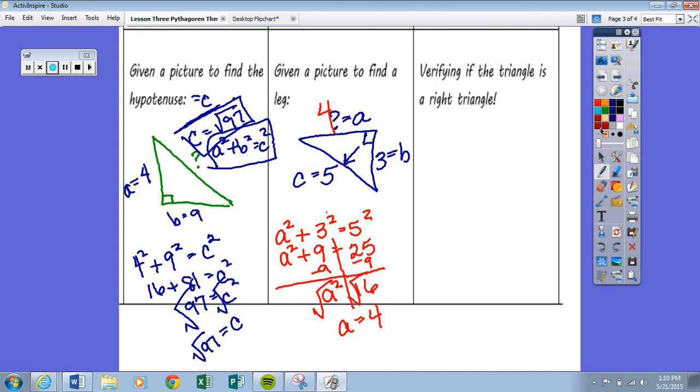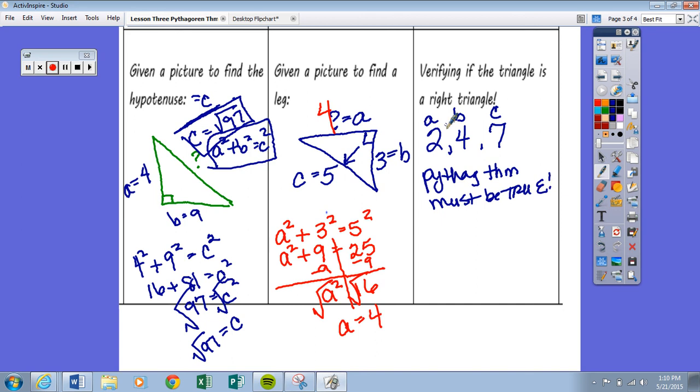Okay, the next one is verifying if the triangle is a right triangle. So in something like this, you may be given a list of numbers, okay? And they're going to say, do these 3 sides make up a right triangle? Well, the biggest number has to be the hypotenuse if it's a right triangle. So when you go to call them A, B, and C, make sure the biggest number gets the C, and these can be AB or BA, whatever you want to do. And to verify if the triangle is a right triangle, the Pythagorean theorem must be true.